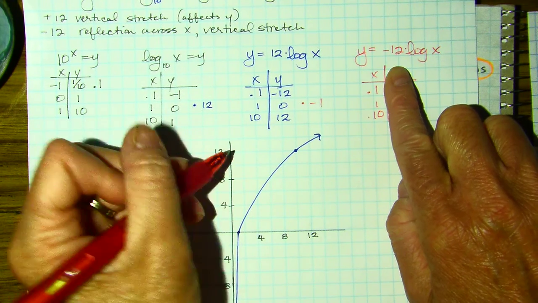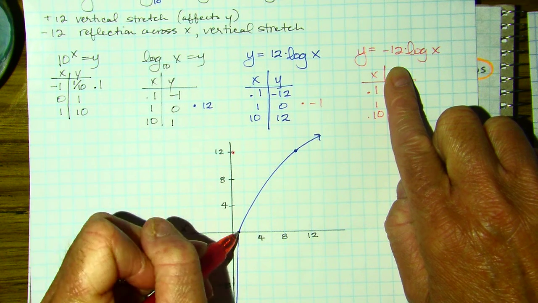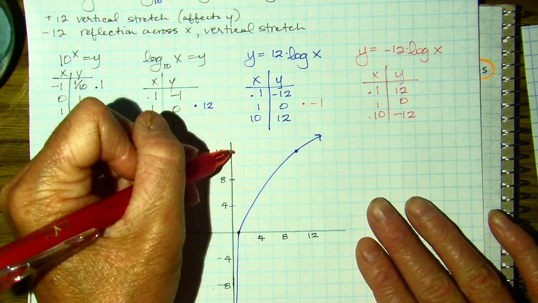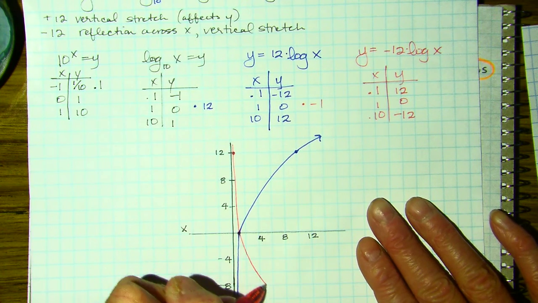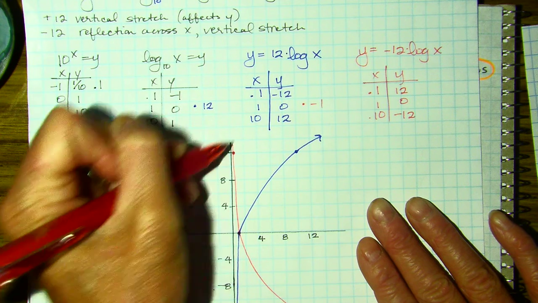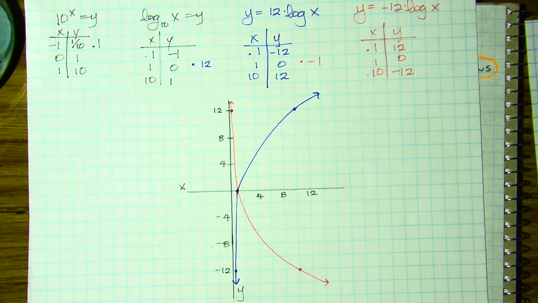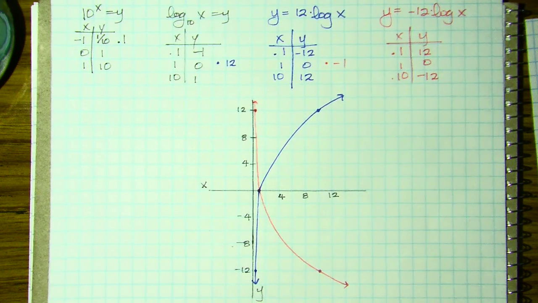This one has been reflected. So this point is now up here. This point is the same. This point is now down here. And so there are the two graphs. All right, moving on to part C.